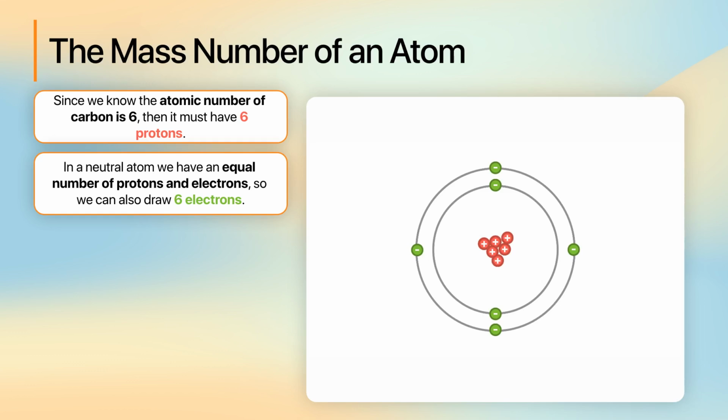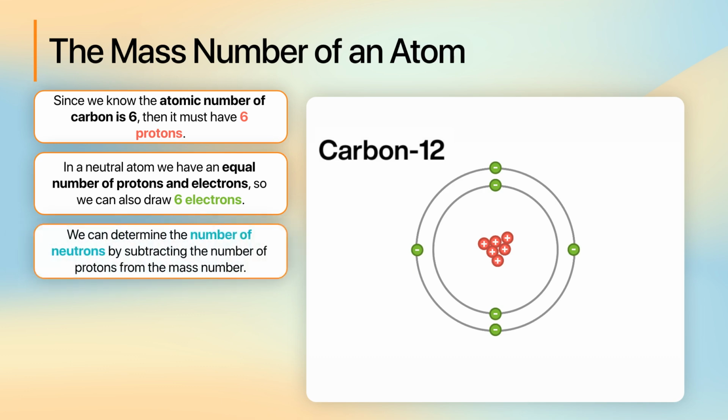Now for the neutrons. This atom could have a varying number of neutrons, and we therefore do not know straight away how many to draw. To know how many neutrons we need to know the mass number of the atom. A common form of carbon atom is carbon-12. The 12 here refers to the mass number. This means that within the nucleus of this carbon atom, there are a total of 12 nucleons.